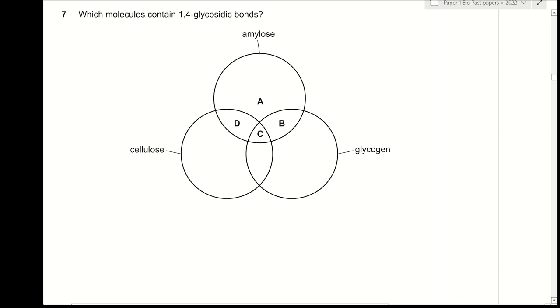Question number 7. Which molecules contain 1 to 4 glycosidic bonds? Now, amylose contains alpha 1 to 4 glycosidic bonds, so this is correct. Cellulose contains beta 1 to 4 glycosidic bonds, and this is correct. And glycogen contains both alpha 1 to 4 glycosidic bonds and alpha 1 to 6 glycosidic bonds, so all three are correct, and the answer is going to be C.